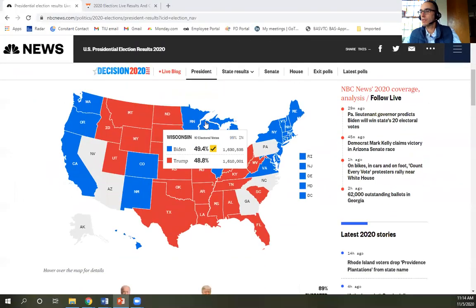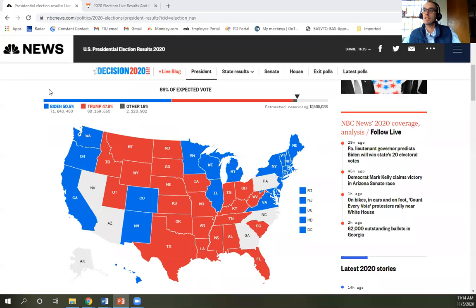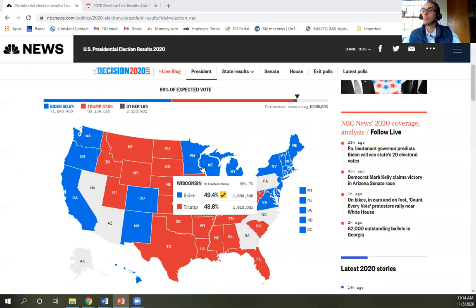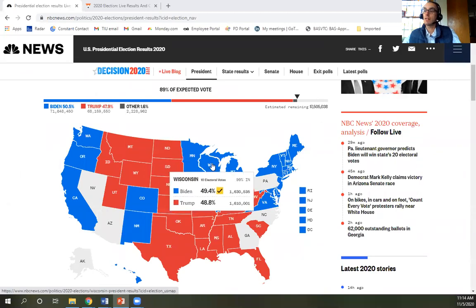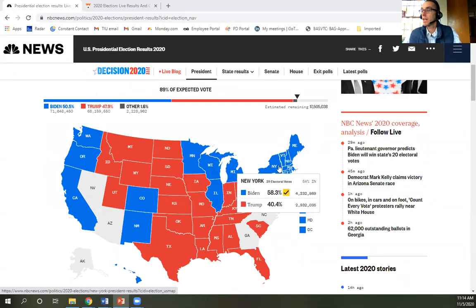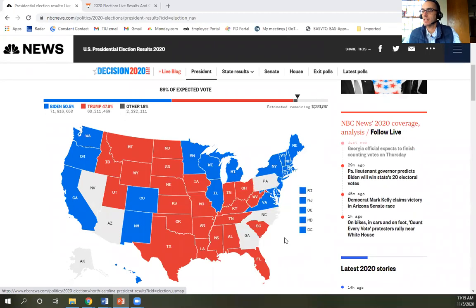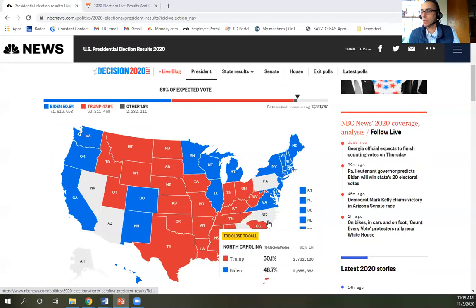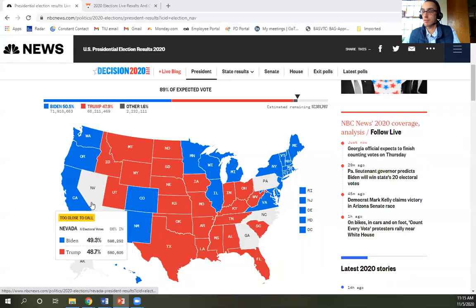Okay, so here on my screen this is live results. This is NBC News. They have a pretty good interface, a good map to figure this out. Blue is states that have been declared. Now it's not final yet. It's not official. These are not official results, but they're pretty certain. NBC News is pretty certain that these states, blue is Democratic, Joe Biden, red is Republican, Donald Trump. The gray ones are ones that still haven't been decided for sure.